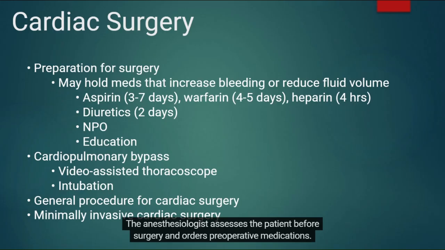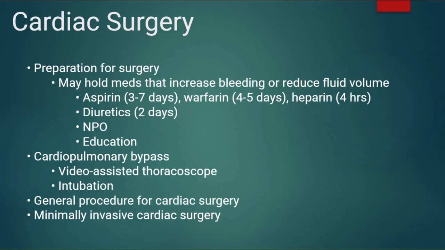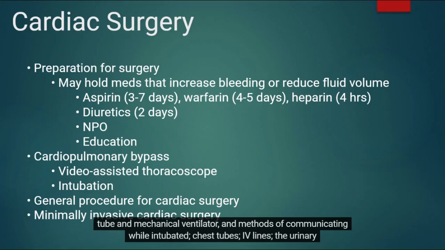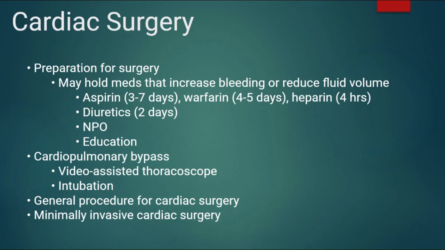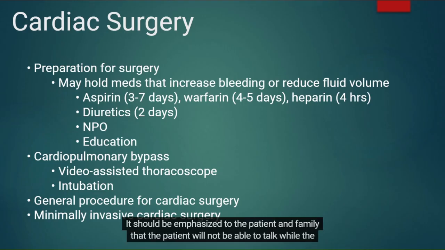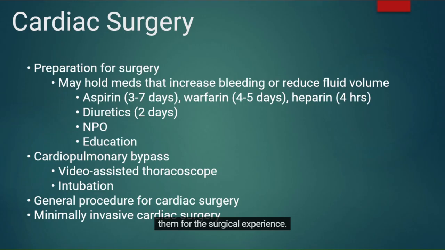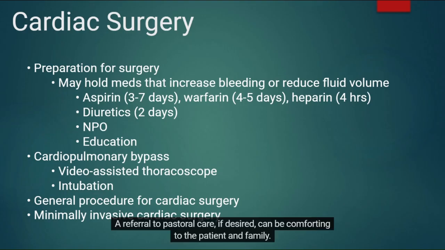The anesthesiologist assesses the patient before surgery and orders preoperative medications. Patients recover more quickly and have less postoperative stress with thorough preoperative education on pain management, coughing and deep breathing exercises, incision care, equipment, including the endotracheal tube and mechanical ventilator, and methods of communicating while intubated, chest tubes, IV lines, the urinary catheter, and equipment alarms. It should be emphasized to the patient and family that the patient will not be able to talk while the endotracheal tube is in place. In addition, a preoperative family tour of the patient's postoperative unit and the waiting area helps prepare them for the surgical experience. A referral to pastoral care, if desired, can be comforting to the patient and family.